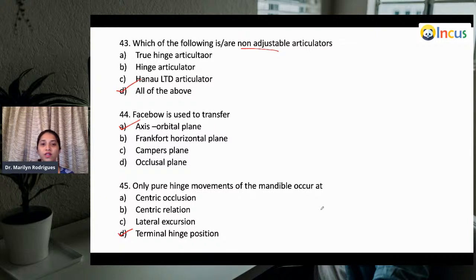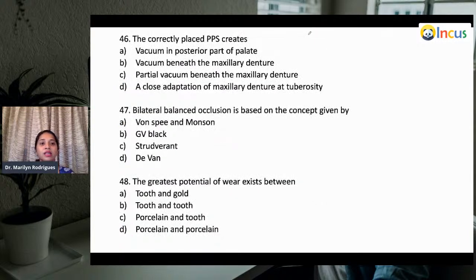The correctly placed PPS creates vacuum in posterior part of palate, vacuum beneath the maxillary denture, partial vacuum beneath the maxillary denture, or a close adaptation of maxillary denture at the tuberosity. The answer to this is partial vacuum. That is question number 46. Answer is C.